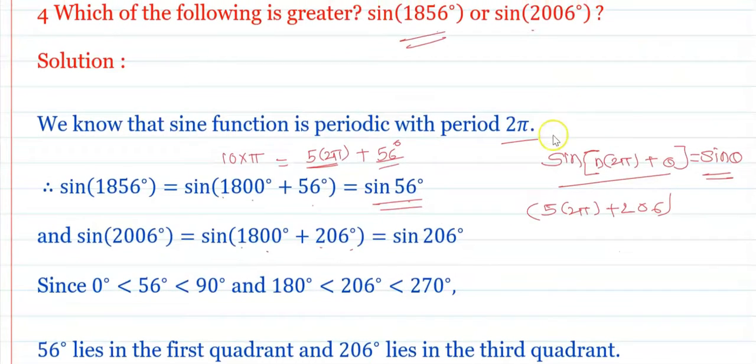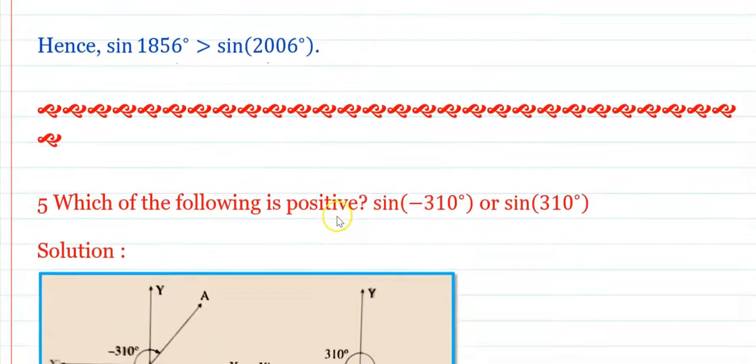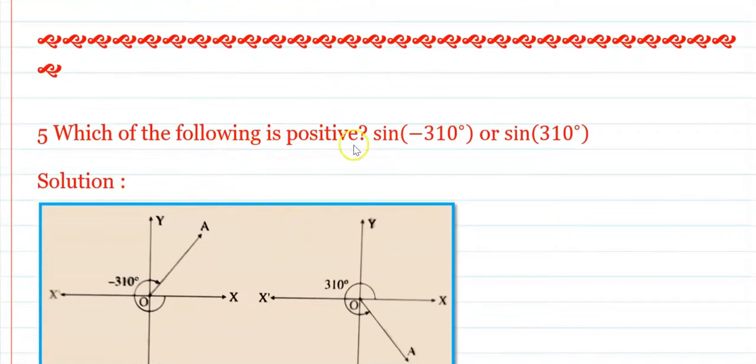हा फॉर्म्युला तुम्ही जास्त लक्षात ठेवायचा आहे. Sine of in bracket n into 2 pi plus theta, where n is the integer, n belongs to set of integers. Okay. Now the next, which of the following is positive?